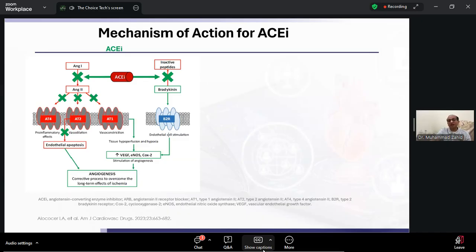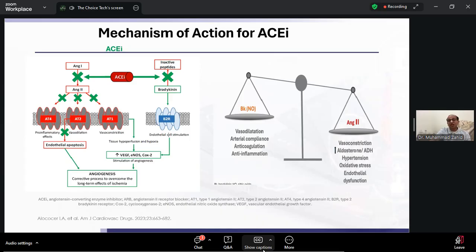One other important factor is that it also prevents the breakdown of bradykinin. And I already told you that bradykinin has receptors on the vessels. Once they are activated, they produce nitric oxide, which causes vasodilatation, which has anti-inflammatory and anti-thrombotic effects. So once the ACE inhibitors are initiated, they increase the bradykinin in the body and they decrease angiotensin 2. Hence, they have anti-hypertensive effects, but more so, they have effects on angiogenesis and prevent endothelial apoptosis. So that extra effect needs to be kept in mind.